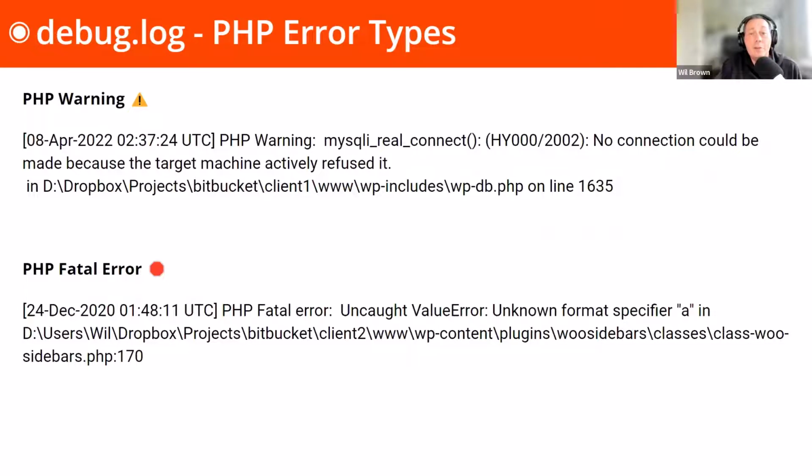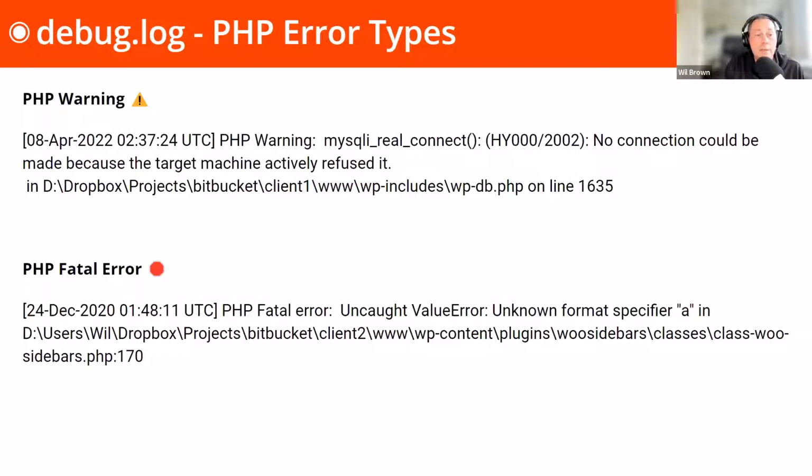Okay, so PHP warnings. PHP warnings are just that. It is a warning that something isn't working the way it should, but it's not yet serious enough to cause an error that's going to crash the application, in this case, WordPress. So in the example on the screen, we have a warning that the function mysqli_real_connect couldn't make a connection. Now, this is one of the WordPress core functions that operates a database connection.